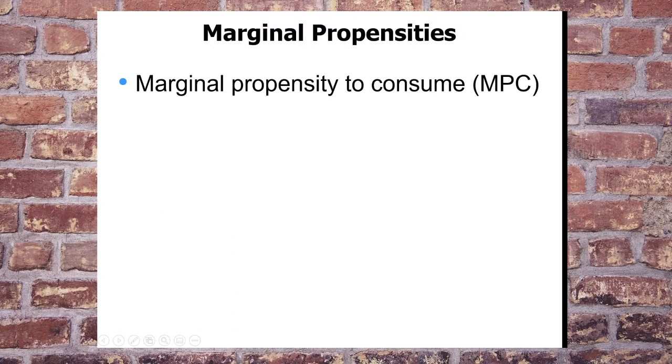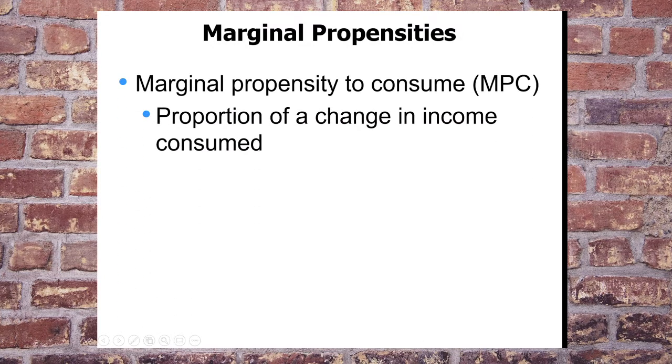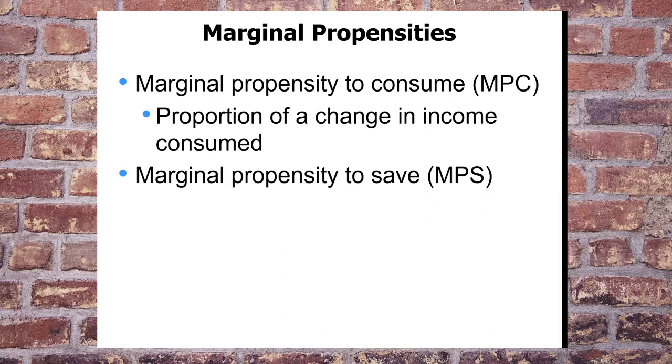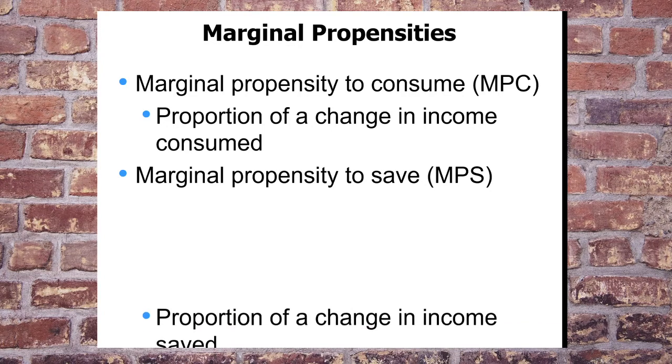The marginal propensities. So we have marginal propensity to consume, which is the portion of a change in income consumed. You're given $1,000, you spend $300 of it, your marginal propensity to consume is 30% or 0.30. Okay, what you don't spend, you save. So if your marginal propensity to consume is 0.3, then your marginal propensity to save is 0.7.